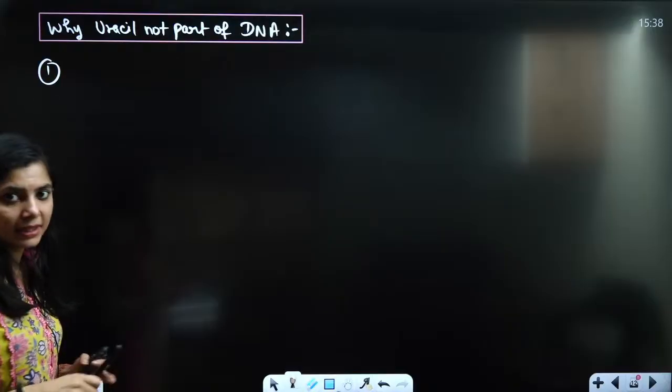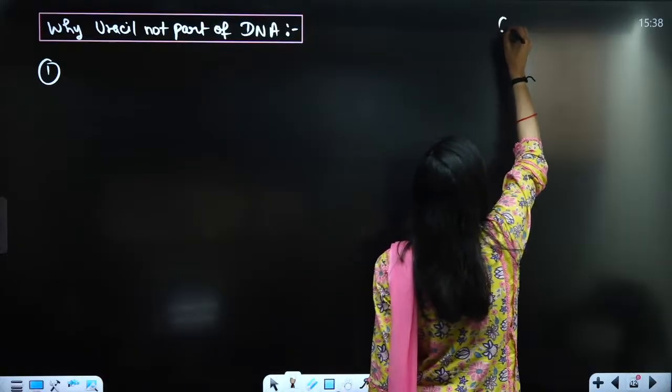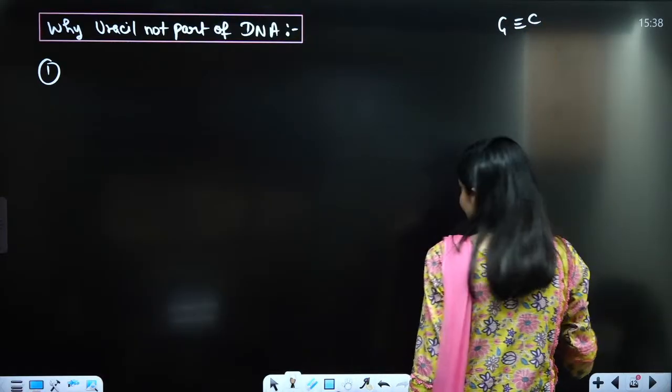The first thing is this: G is creating a bond with C, and that's also a triple bond.